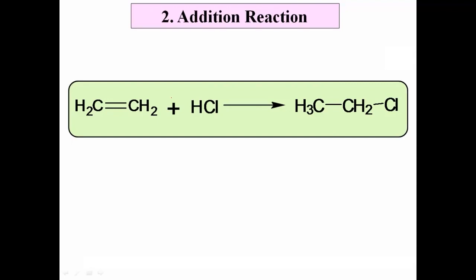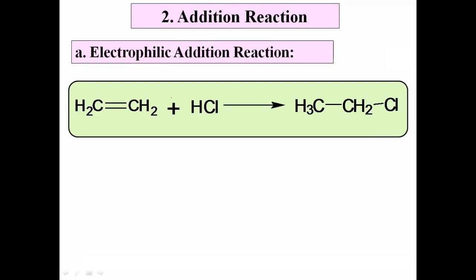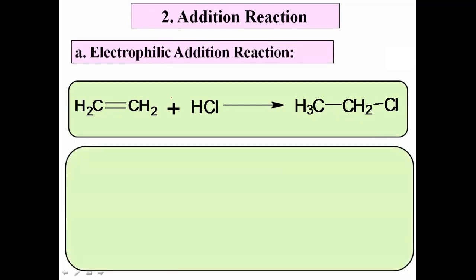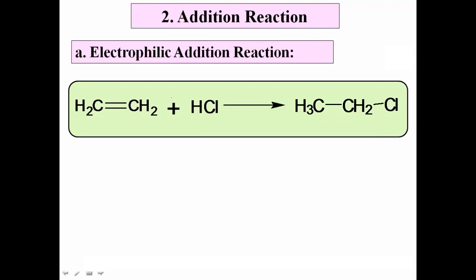Again, there are different types of addition reaction. Suppose the first type is electrophilic addition. Now, what is meant by electrophilic addition? I will explain. This is an example of electrophilic addition: ethene molecule on reaction with HCl gives ethyl chloride. I will explain the mechanism of this reaction.